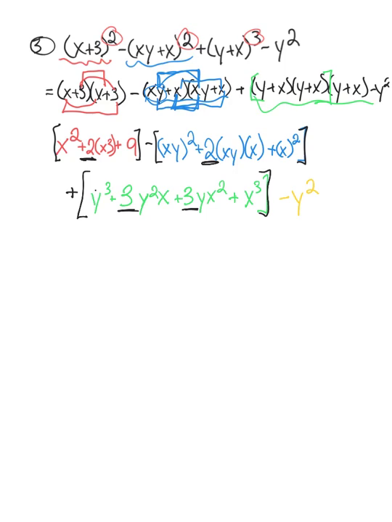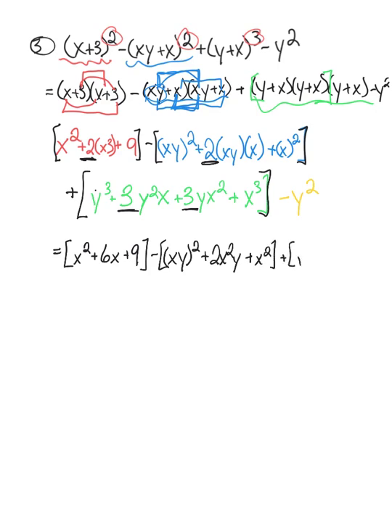So I'm just going to rewrite this so it's a little cleaner. x squared plus 6x plus 9, minus (xy) all squared plus 2x squared y plus x squared, plus y cubed plus 3y squared x plus 3x squared y plus x cubed, minus y squared.